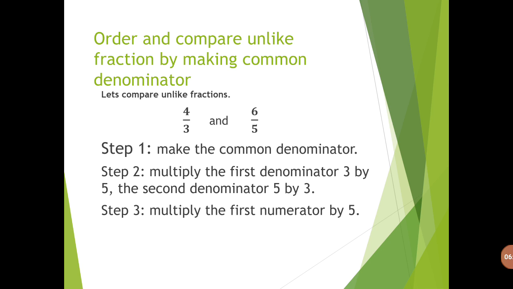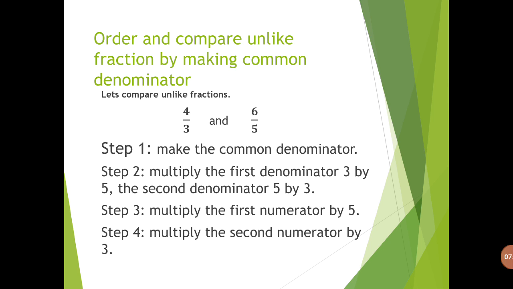Step number 3. Multiply the first numerator by 5. Why are we multiplying here by 5? Because we know the equivalent fraction. For making an equivalent fraction, we have to multiply the fraction by the same number. If we are multiplying the denominator by 5, then obviously we have to multiply 4 by 5. So we multiply the first numerator by 5.